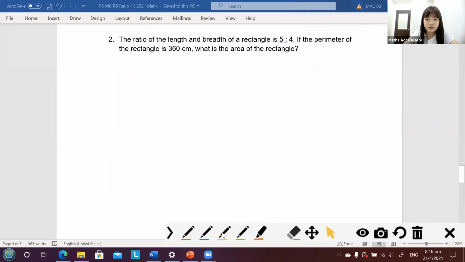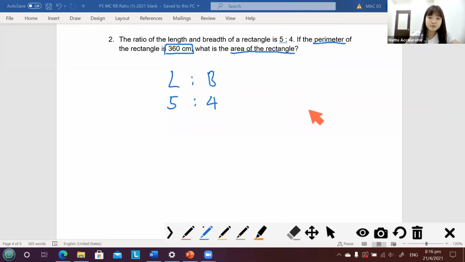Okay, question 2. Let's write down the ratio first. Length to breadth, L is to B, is 5 is to 4. The perimeter of the rectangle is 360 cm. What's the area of the rectangle? Read the question carefully. Highlight any keywords if you need to. This is perimeter, but they're asking you for area.